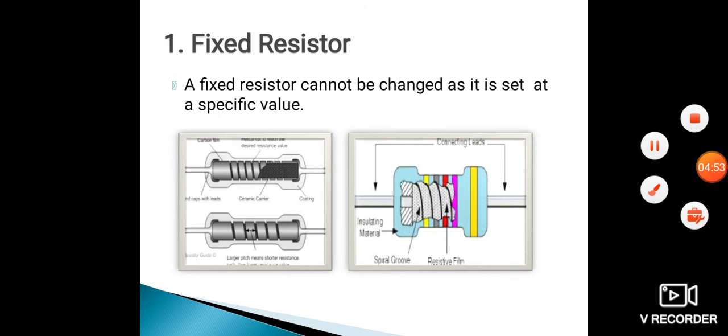Now we will see fixed resistor. A fixed resistor cannot be changed as it is set at a specific value. As the name suggests, as it is fixed, so once the value of the resistance is decided, that value we cannot change after setting or after fixing its value.